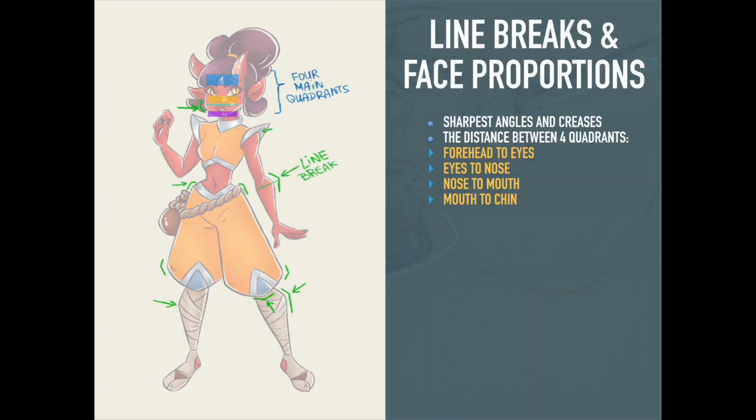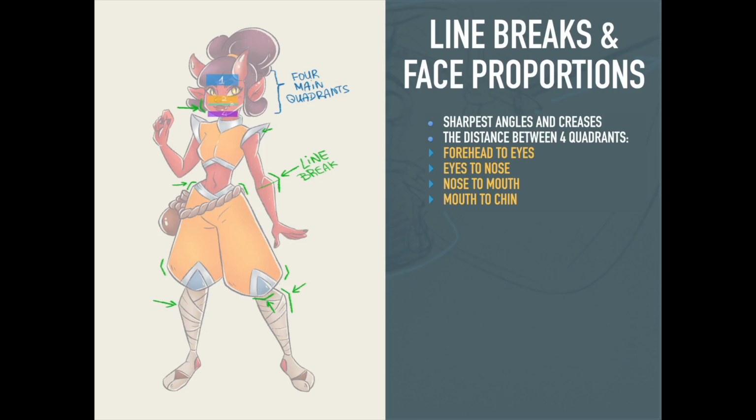So the next important thing that you should pay attention to when looking at the concept is the line breaks. Those are the places where the line changes its direction, and when translating the concept into 3D, you should try to crease these places more and make them noticeable. From all the angles, when you rotate your character, they should be visible.